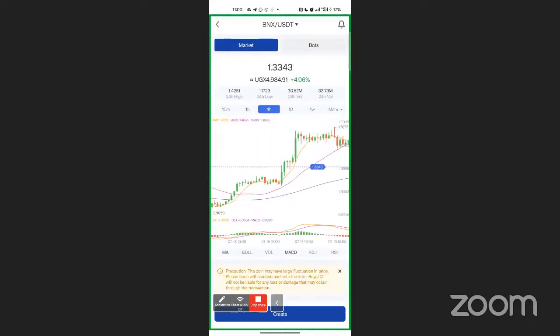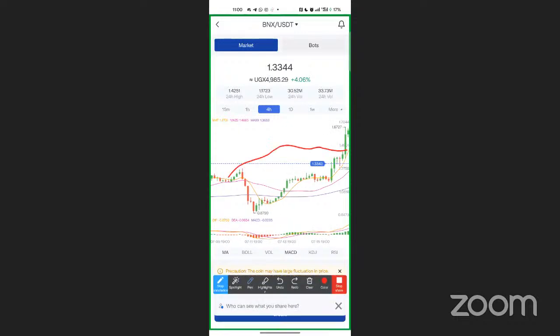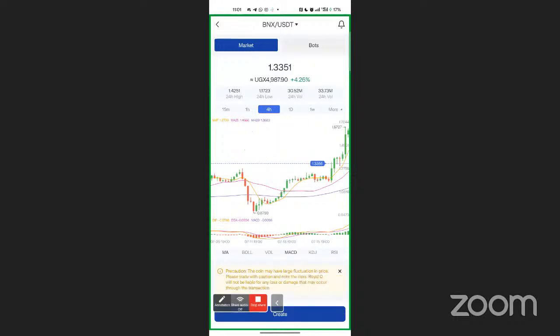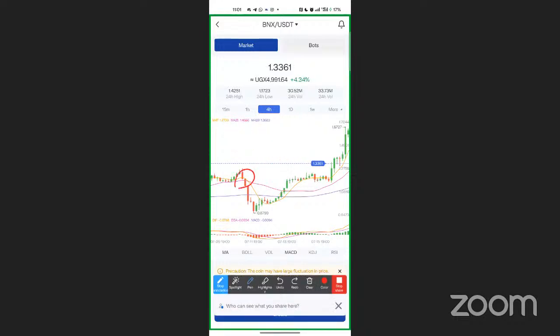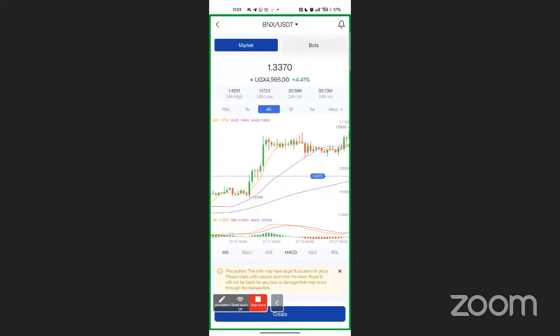Now, when a small moving average crosses a big moving average, it is called a golden cross. And when a big moving average crosses a small moving average, it is called a death cross. As simple as that.